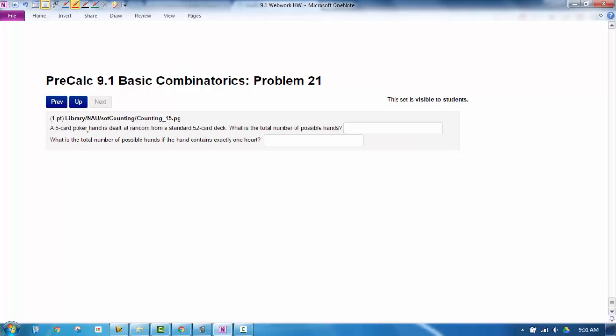Okay, and the last problem says a 5-card poker hand is dealt from a random 52. What's the total number of possible hands? So you're choosing 5 cards from 52, where order doesn't matter. That gives you the first answer right here.